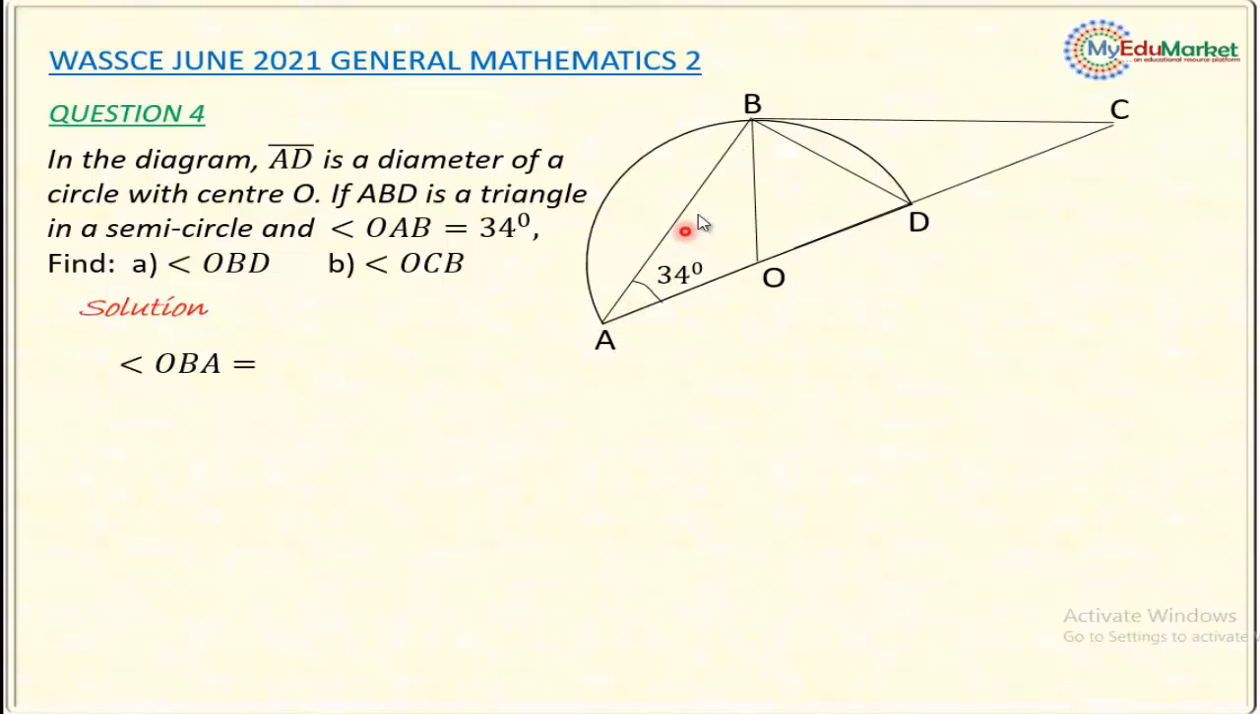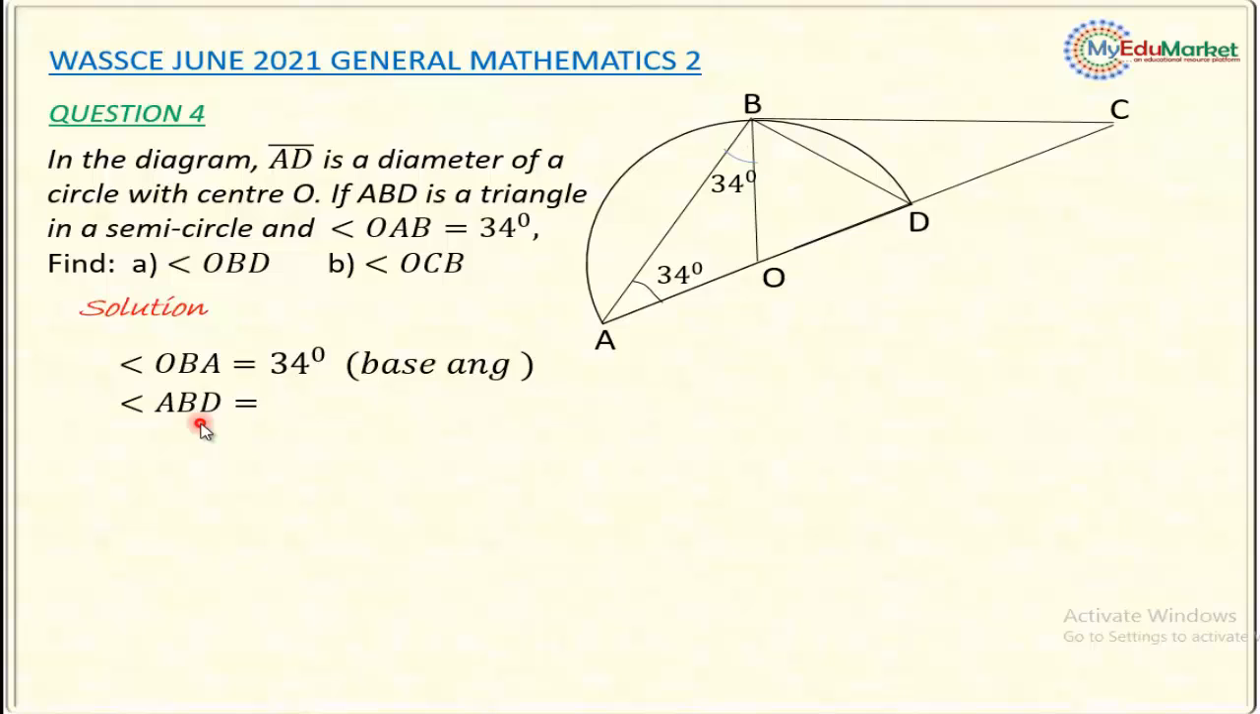In an isosceles triangle, base angles are equal. These are the base angles. So therefore angle OBA will be equal to 34, the same size as angle OAB, because the two angles are base angles of an isosceles triangle, and we have seen why it is isosceles: this is a radius, this is a radius. I'll continue.